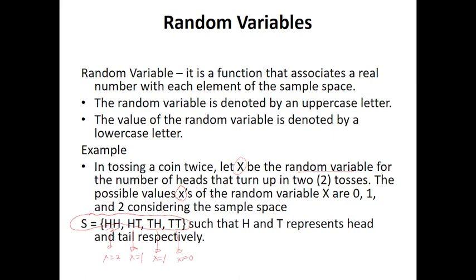That's why the statement here says the possible values x of the random variable x are 0, 1, and 2, considering the sample space. So we have 0, we have 1, and we have 2. These are the possible values of the random variable.